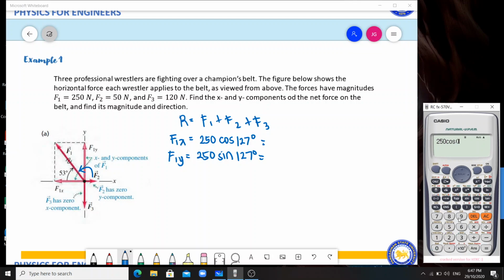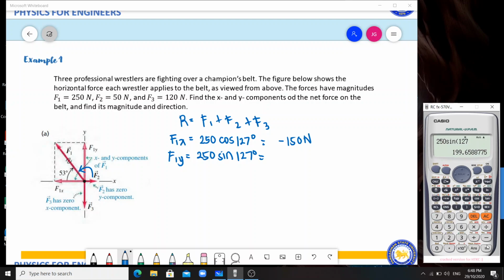Let's compute. 250 cos 127 is equivalent to negative 150 newtons. And then 250 sine 127.